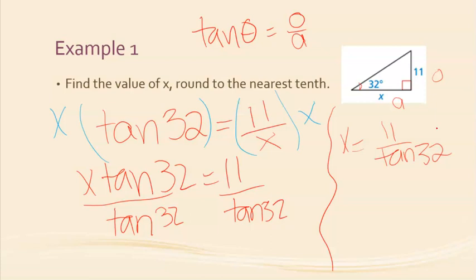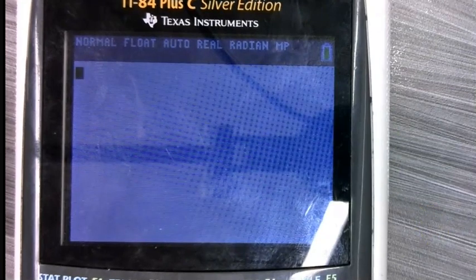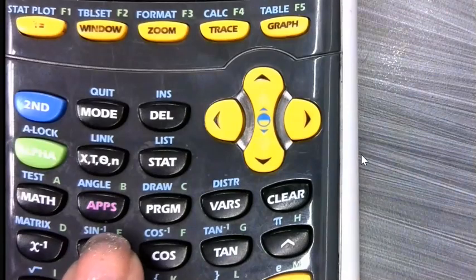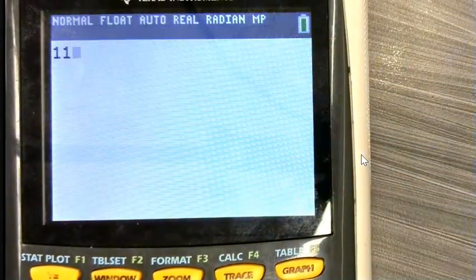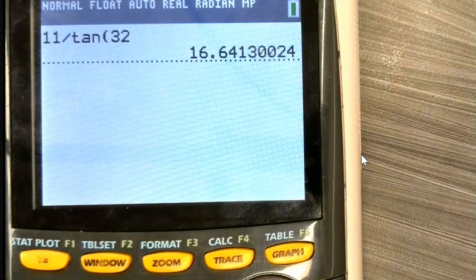Okay, so now I have x equals 11 divided by tangent 32. Guys in the back, stop talking. So I want to go type this on my calculator. I want to make it so you see this. Okay, so on the calculator, there is a button that says tangent. What went on top though, before the tangent? It was 11. Yeah. And then I divided by tan, and what was the degree? 32. And then I press enter.